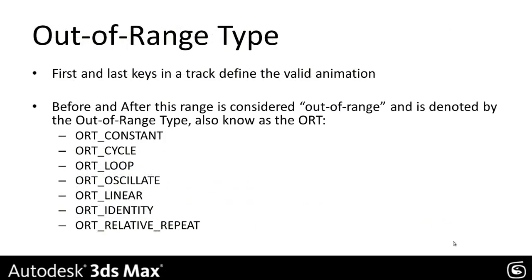The first and last keys in a track define the valid animation, and so there's an out of range type. So before and after this range is considered out of range, and is denoted by the out of range type. This is also known as the ORT, and you can see that there's different out of range values that can be used.